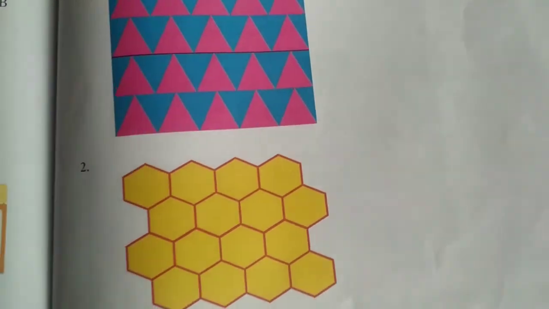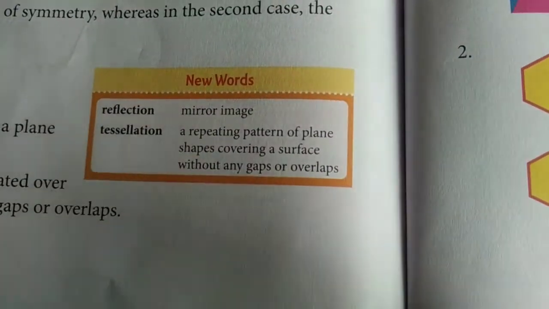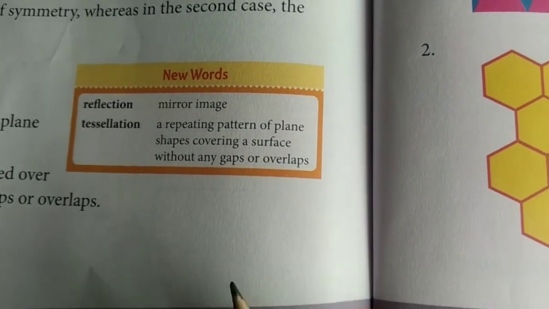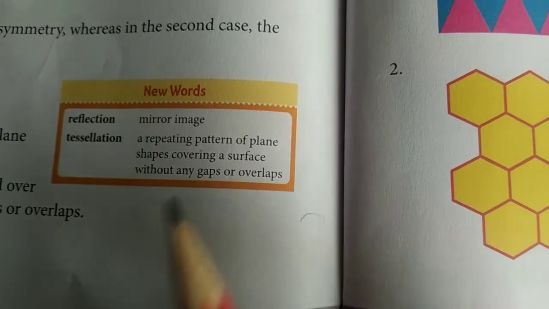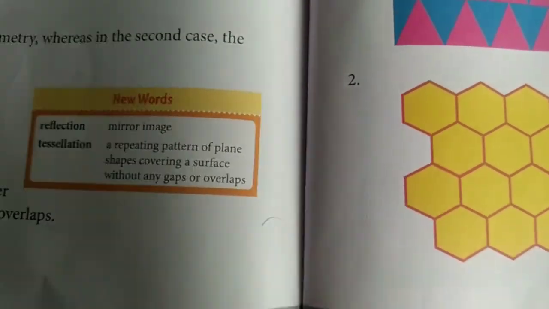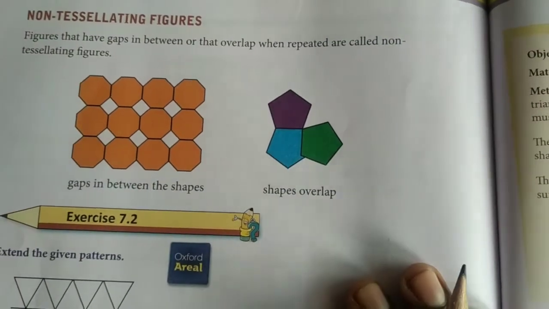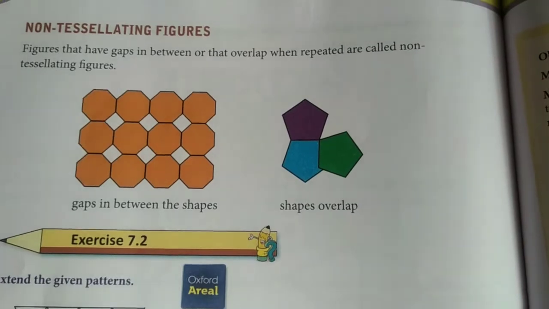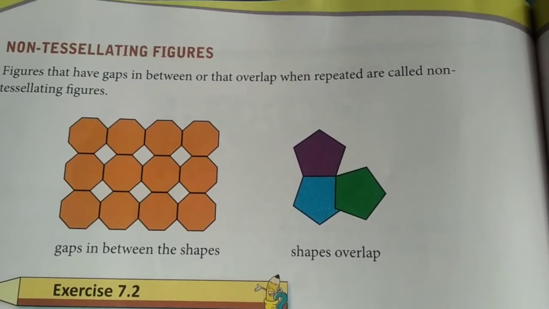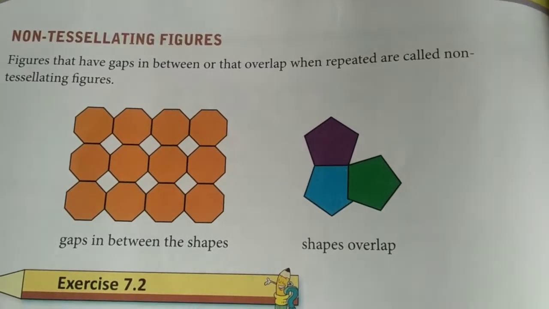The other word for tessellation is tiling. Now come to these new words. Reflection means mirror image. Tessellation means a repeating pattern of plane shapes covering a surface without any gaps or overlaps. Are you clear? These are non-tessellating figures, just the opposite of tessellating figures. Non-tessellating figures contain gaps or overlaps.